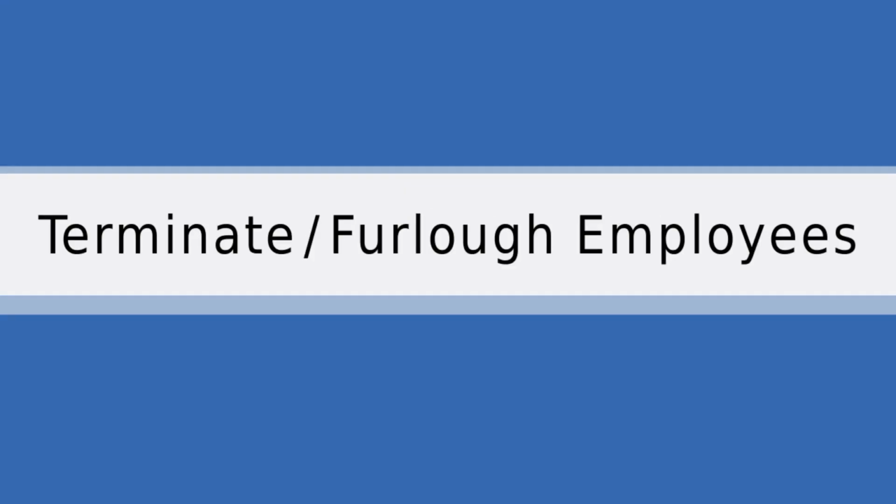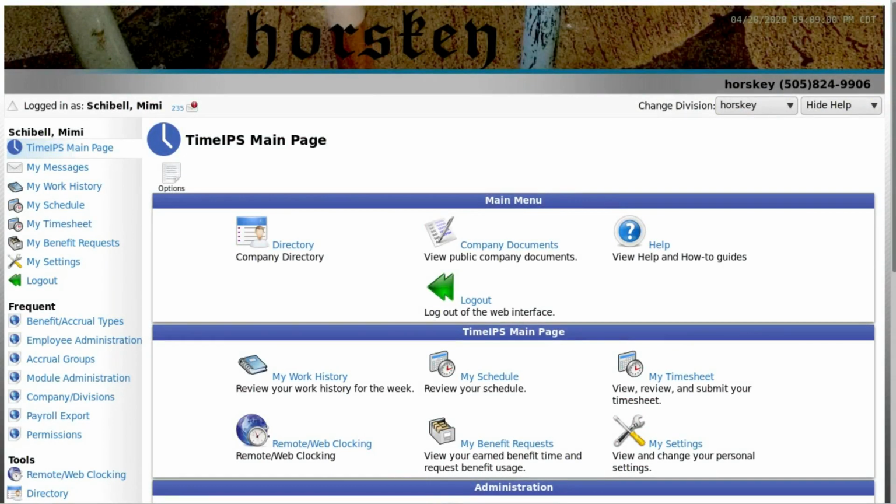Terminate, furlough, layoff, release employees. TimeIPS stores employees' time and payroll information historically. To terminate or furlough employees, their current employment pay history entry is simply ended, rather than deleting their information completely from TimeIPS. This makes rehiring and reactivating employees from furlough easy.